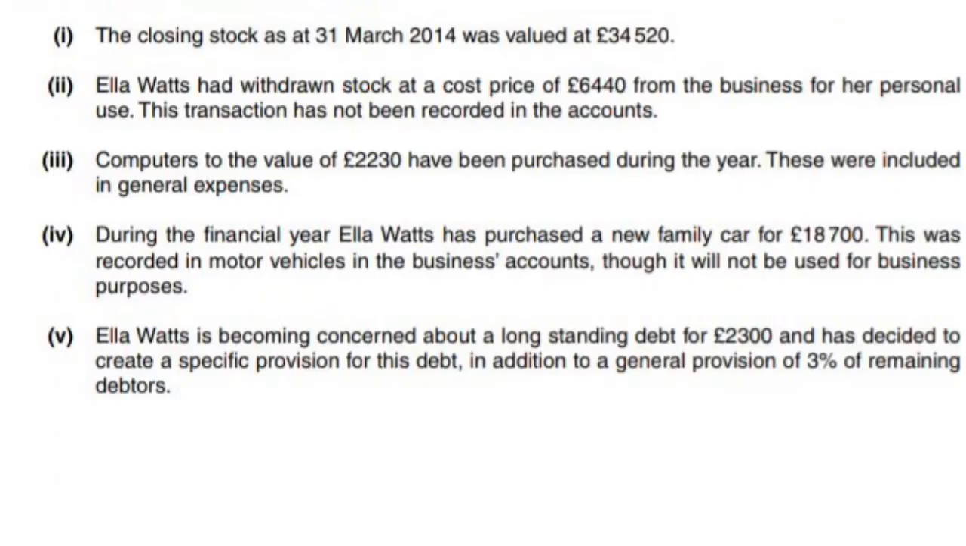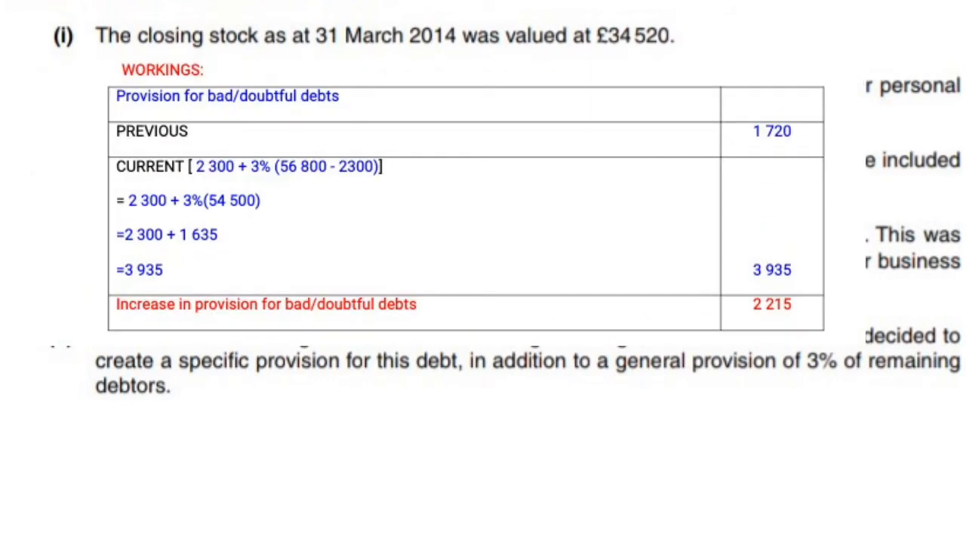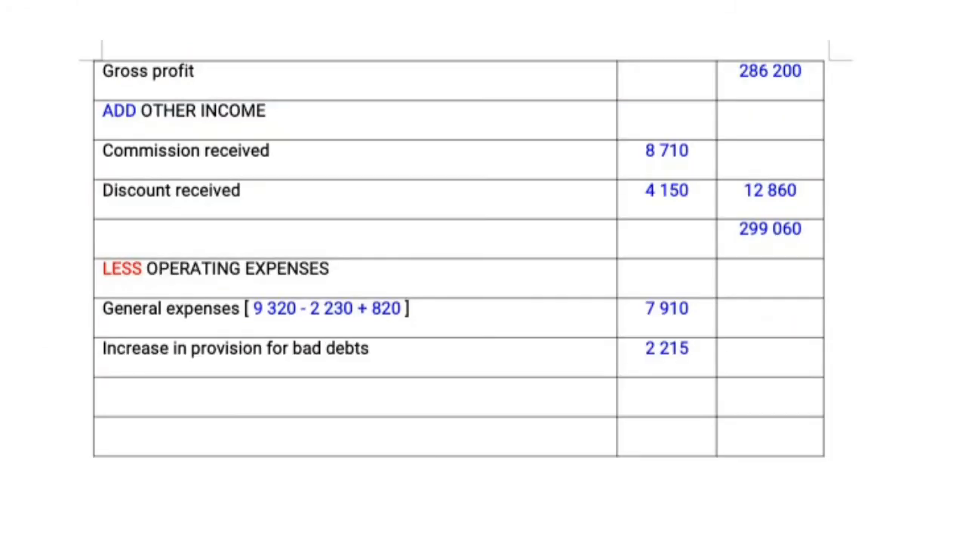Then we move on to item number 5, the one that we have calculated already. We have noticed that provision for bad debts or provision for doubtful debts has increased. So I'm going to write increase in provision for bad debts. So they've increased by 2215. Right, from there, we move on to note number 6.